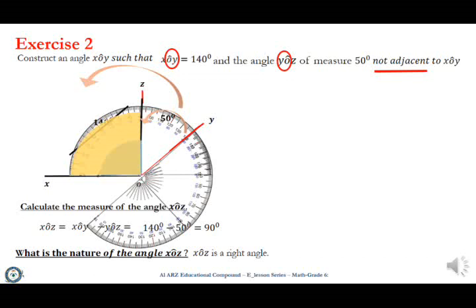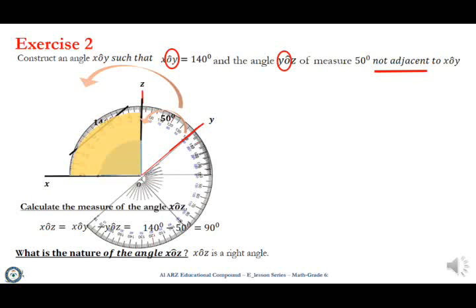Exercise 2. Construct an angle XOY such that XOY equals 140 degrees and the angle YOZ of measure 50 degrees, but not adjacent to XOY. Not adjacent. It's a different situation. First, let's work step by step. Let's draw XOY. Mark the vertex O and draw the side OX. It's a half line. No need to measure with the ruler. You just draw a half line OX.